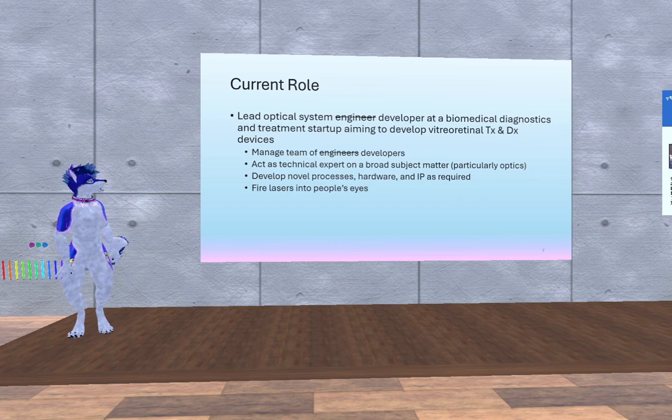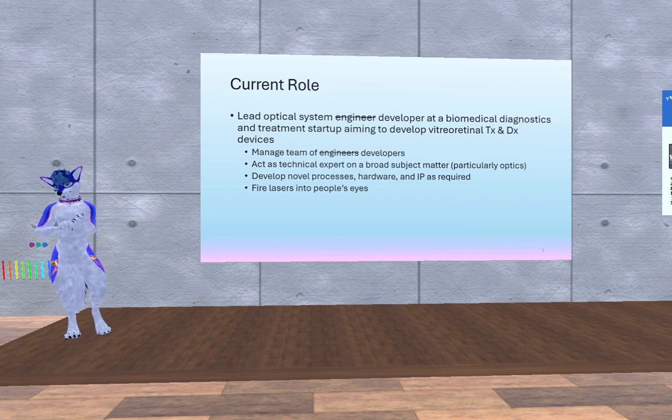My current role in my current company, which I won't be able to go very much into detail for obvious reasons, I'm currently acting as a lead optical systems developer, because engineer is a protected term in my jurisdiction. And we're looking at developing biomedical treatment and diagnostic systems for ophthalmic diseases, primarily looking at vitreoretinal diseases, so diseases inside the eye and on the retina.